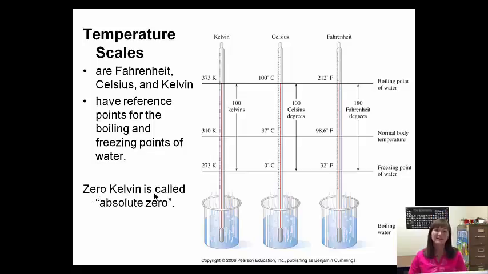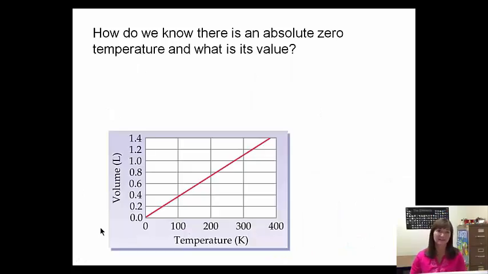So 0 Kelvin is what we call absolute zero. And you have this formula on your information sheet. I want you to remember how to use it, because I'm going to be asking you to convert between Celsius and Kelvin and the Fahrenheit again. So how do we know there is an absolute zero? How do we know there's such a thing as the absolute zero temperature, and what is that value?